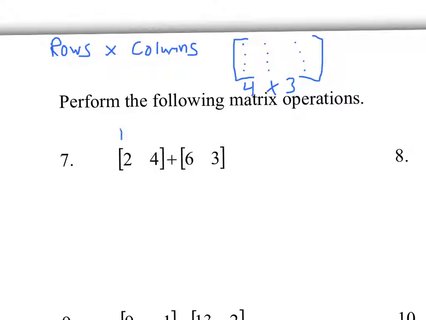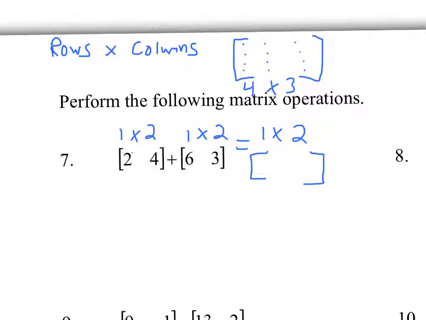So look at number 7. This is a 1 by 2 matrix because there's simply 1 row but 2 columns. And you can see the other one is also 1 by 2. So they can be added. In order to add or subtract, they have to be exactly the same. And so when you add these, this is also going to equal a 1 by 2. And adding is one of the easier types of things you can do with a matrix. All you do is add the numbers that are in corresponding positions.